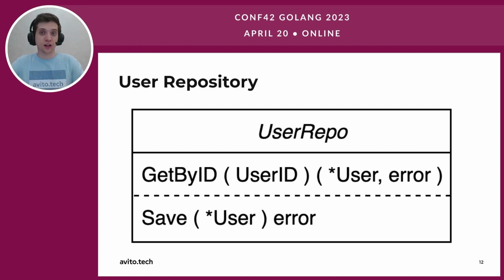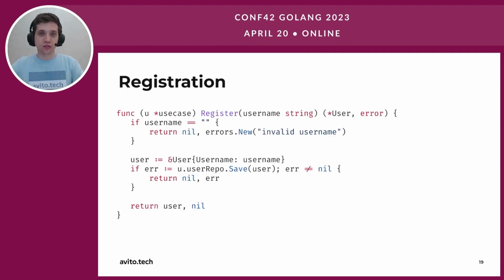Next, our business tells us to register a user. We create the register method, add a validation method, and save the model with the repository.